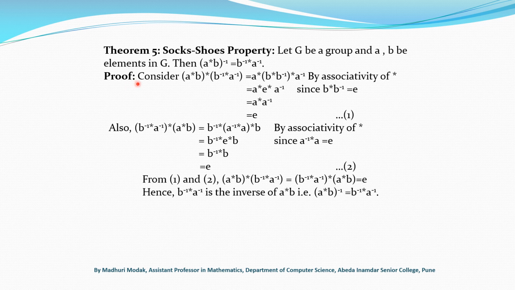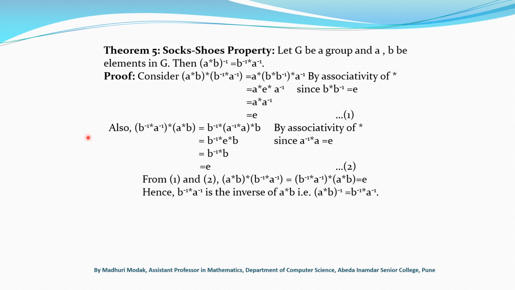So first consider A star B star B inverse star A inverse. Now we use associativity of star because G is a group. So it is A star, in bracket, B star B inverse, star A inverse. But B inverse is an inverse of B. So by definition of inverse, B star B inverse is identity. So this is A star E star A inverse. Now by using the definition of identity, A star E is A. So it is A star A inverse. Again by definition of inverse, this is E. So we got this answer as E, which is the identity element of the group. Now call this equation number 1.